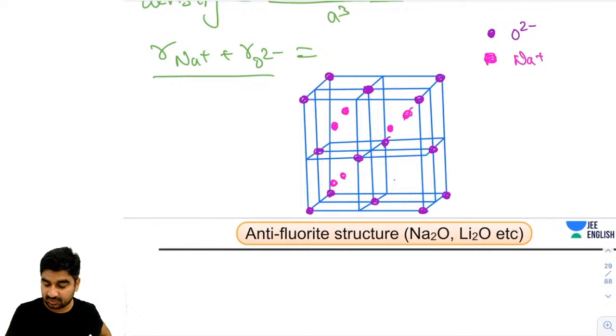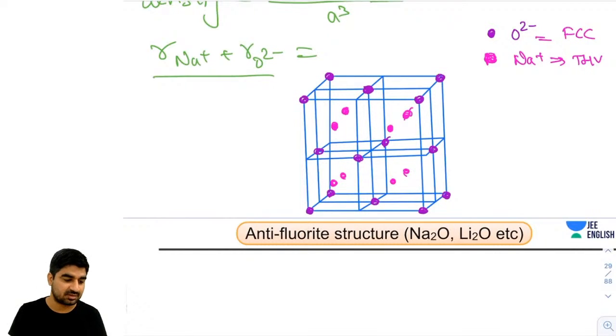So its structure would be similar to fluoride type, but the difference is that in fluoride the cation was forming the FCC structure and the anion was occupying the tetrahedral void. Here, the anion is forming the FCC and the cation is occupying the tetrahedral void. But the only difference is this. Rest everything is same.